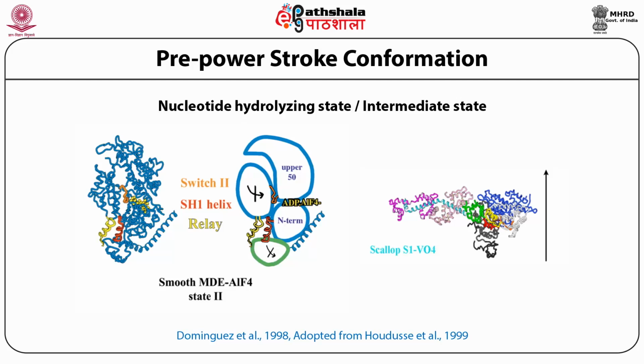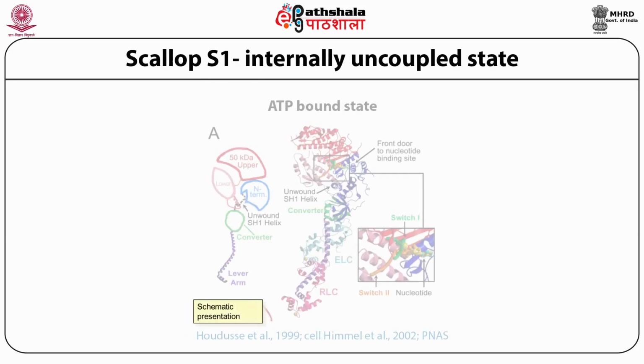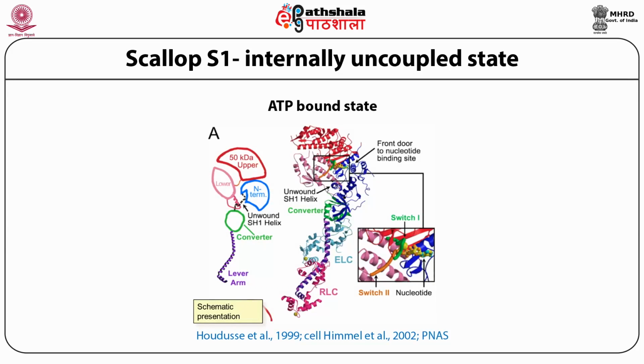Now you can see there is a 50 kilodalton lower subdomain which is rotated to move the converter and causes the change in the conformation. I will show you all the 3 different conformations where the structures are determined, and we will discuss about the Powerstroke again. The ATP bound state is where the SH1 helix is melted. The connection between the motor domain to the lever arm is only seen in the scallop S1.